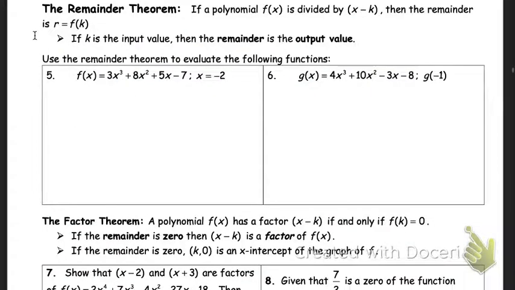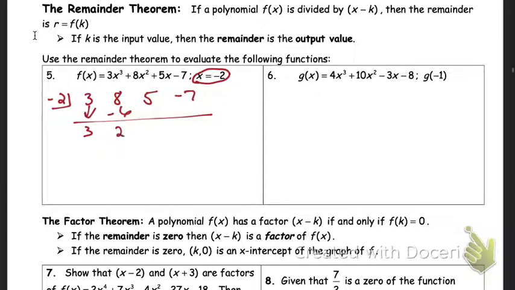Okay, so number 5. So first what we're going to do on number 5 is we're going to go ahead and do synthetic division. Now, because this already gives me x equals, I don't need to do anything extra. I use that number. If it had given me a factor like x plus 2, then I get it equal to 0 and solve. It already gives me the number. So plug that in. Synthetic division, I have 3, 8, 5, negative 7. All right, bring down the 3. We have negative 6. Add down. And we get negative 9 as my remainder.